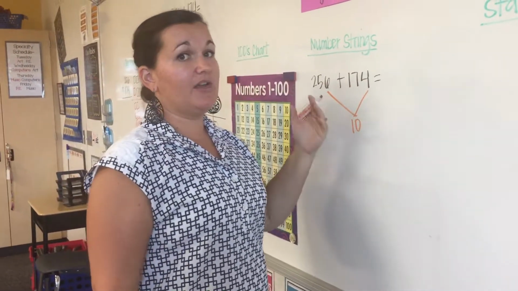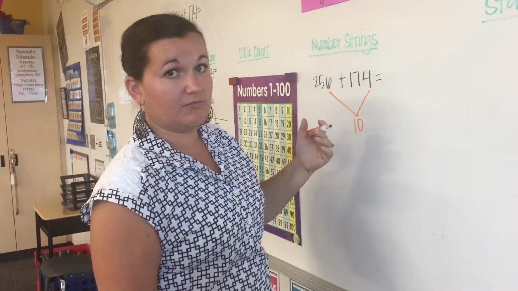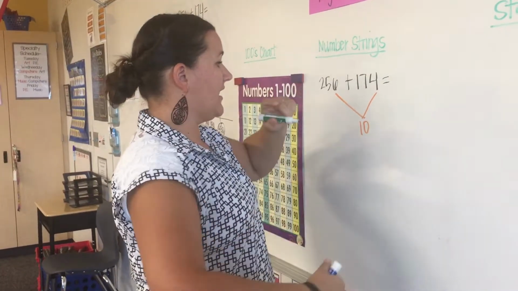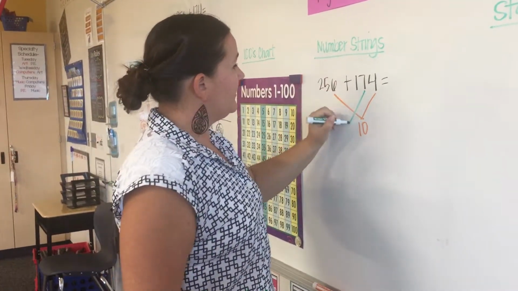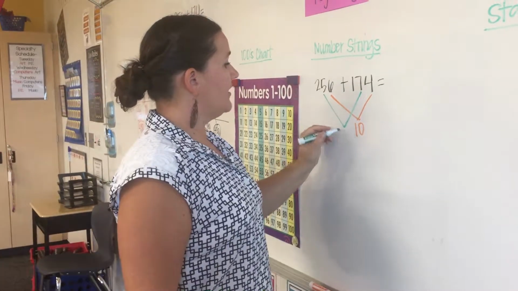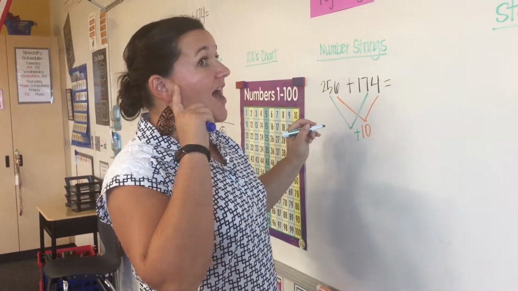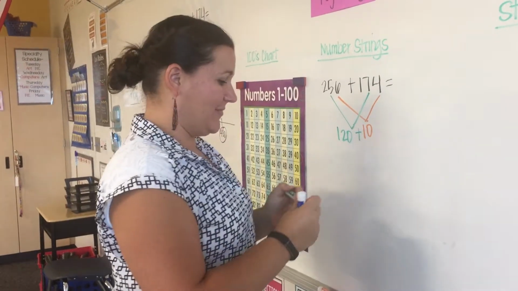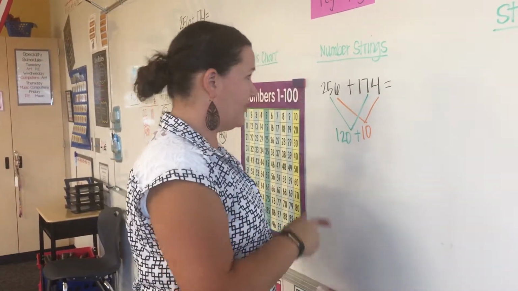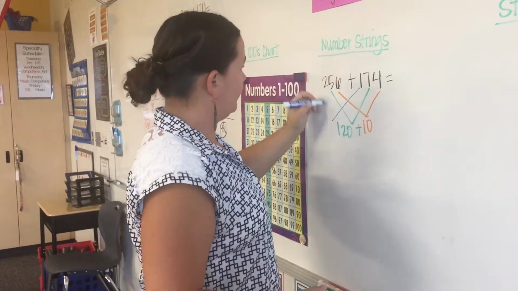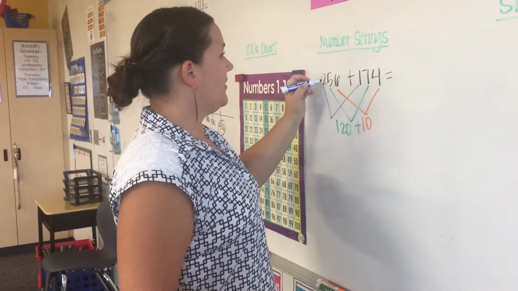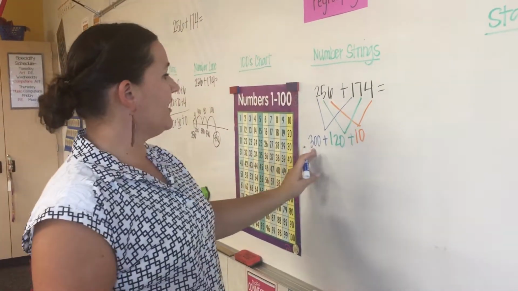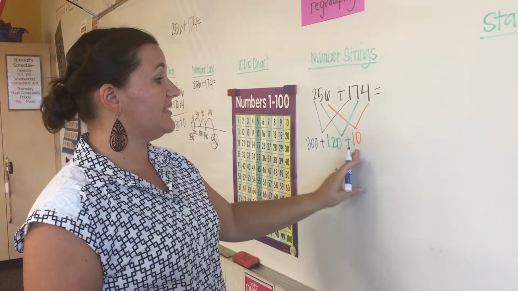Again, I can write the 10 or I can regroup the 10. What do you want to do? Let's write it. I'll take care of that at the end. Now 70 plus 50 equals 120. And my third color is going to be for my hundreds. 200 plus 100 is 300. So I have 300 plus 120 plus 10.